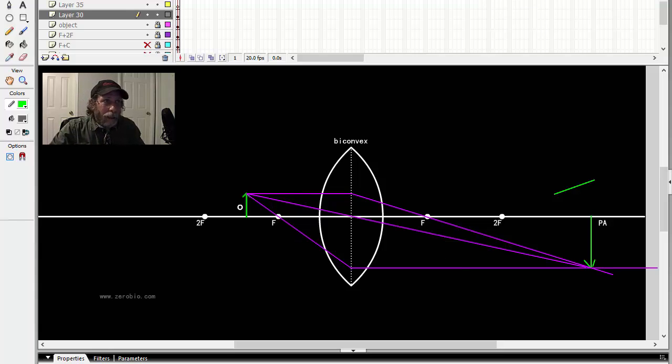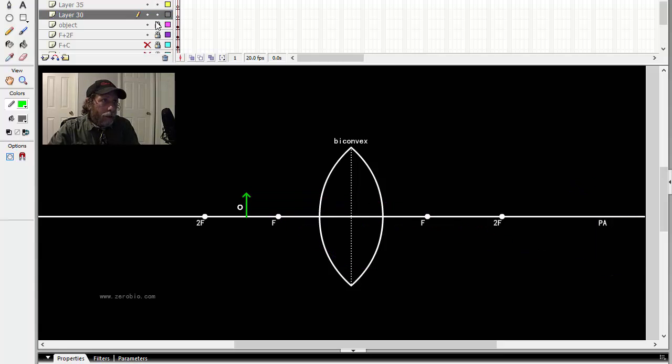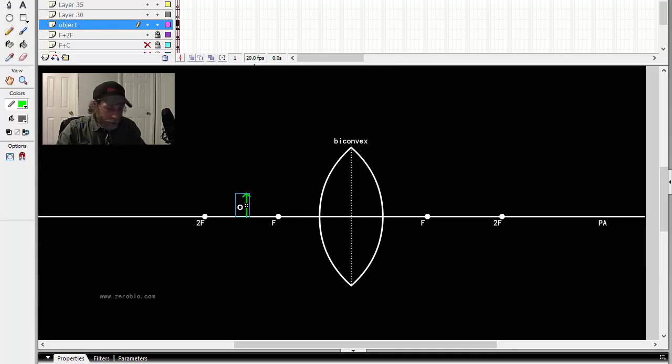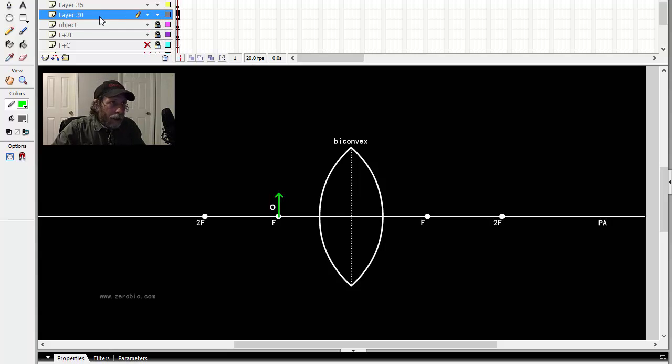All right, let's go on and let's move that object to another position. All right, here's an interesting one. Let's move the object right to the F position. Okay, as best I can get it on there, and let's try this.